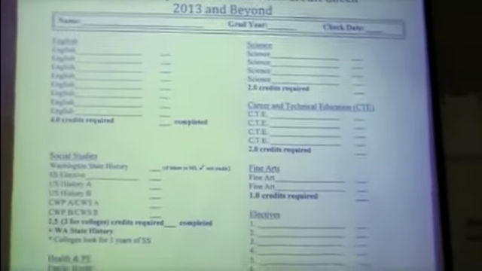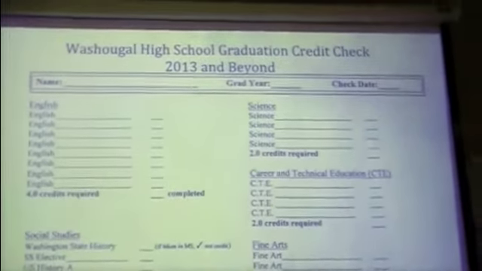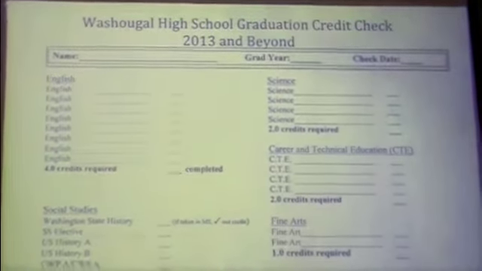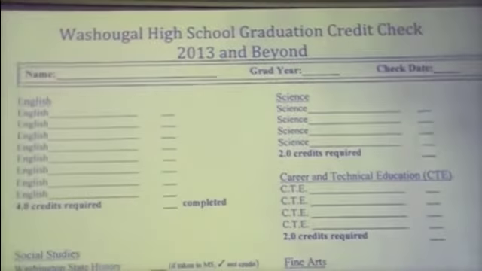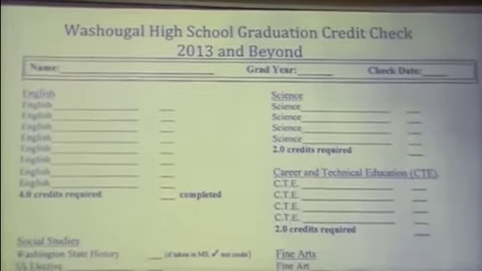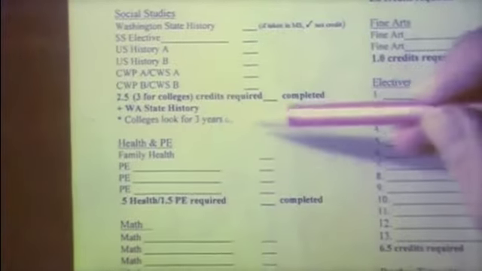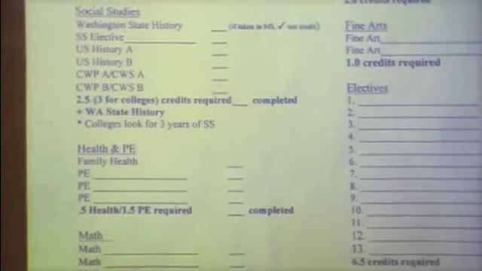On your grad check sheet, you can see that this is for the classes of 2013 and beyond. So freshmen, sophomores, and juniors will use this sheet. The only difference between this and seniors is that seniors only need to have 2 years of math credit for graduation, except when it comes to testing, which we'll talk about differently. If you look up top, you'll see how many credits I need to have for graduation. I have to have the 4 credits of English. For social studies, I have to have 2.5 for graduation, but 3 if I want to go on to a college.